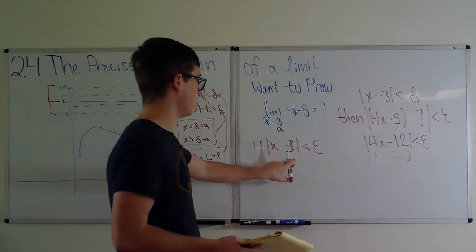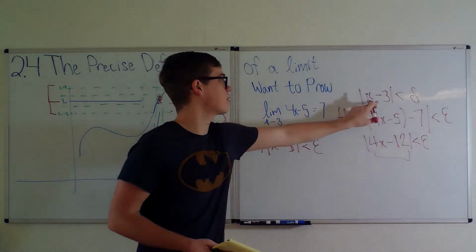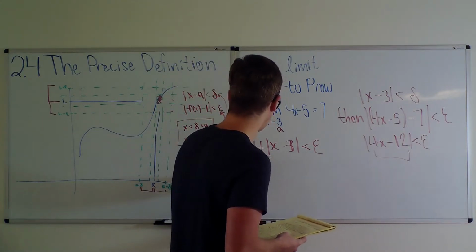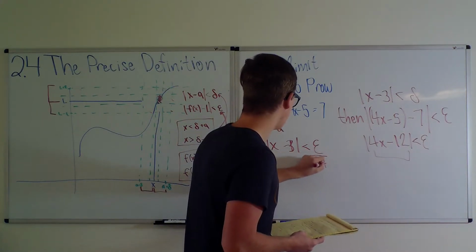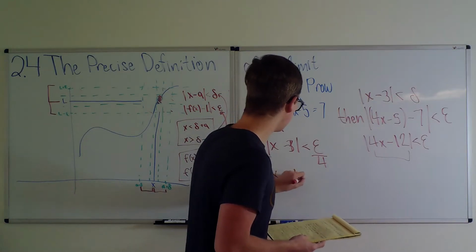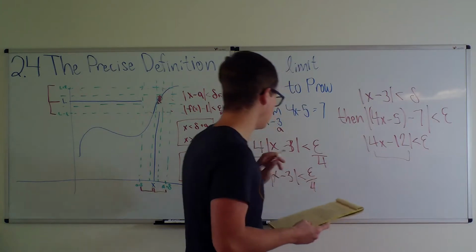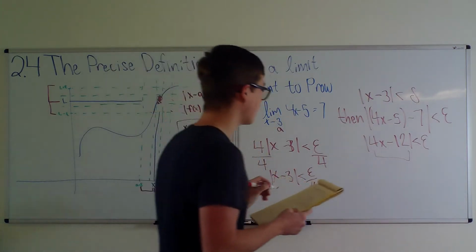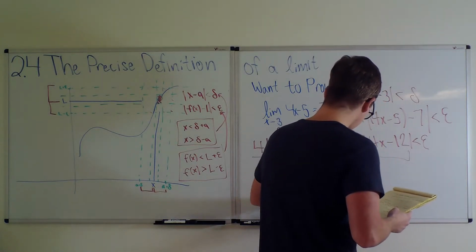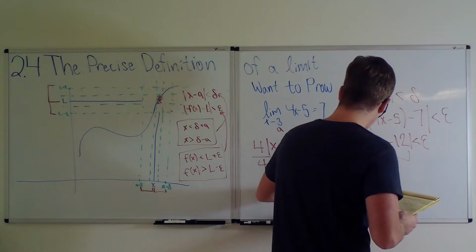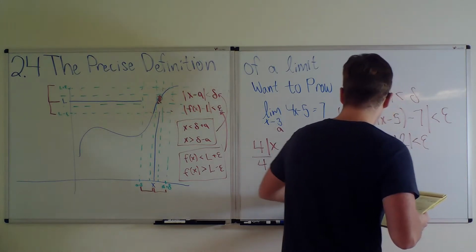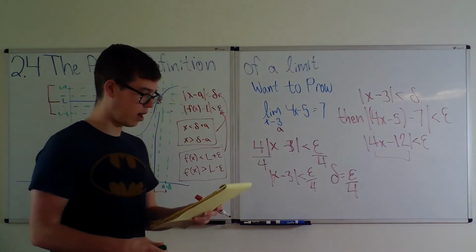Hey, that looks pretty good. Well, we're getting close. We have x minus 3, this is x minus 3. All right, so what do we do next? Well, let's divide out the 4 on both sides, and then you have |x minus 3| is less than epsilon over 4. So that implies that if delta is equal to epsilon over 4, the limit exists, right?